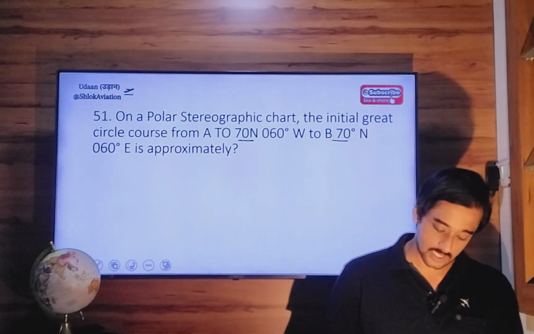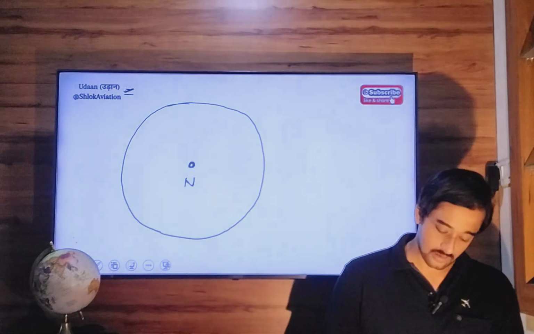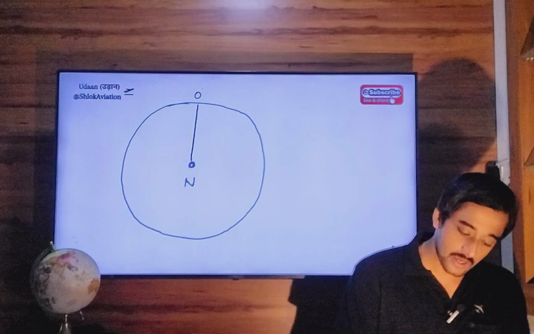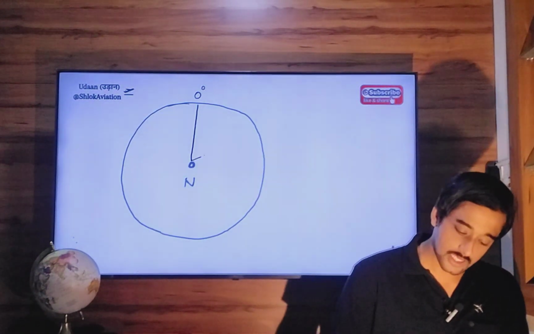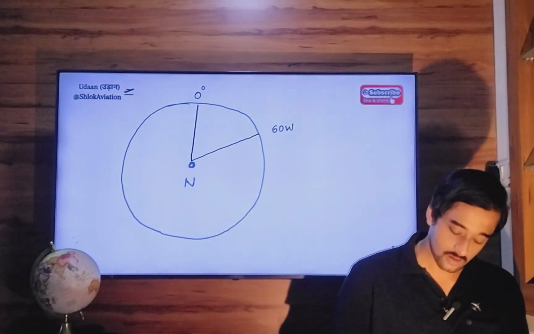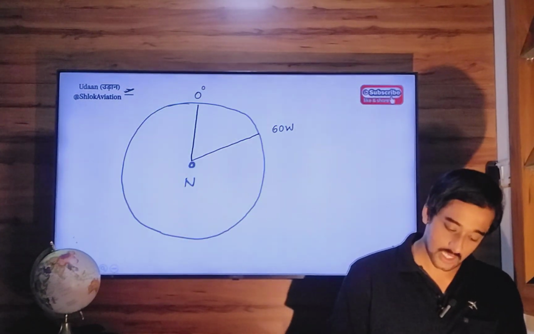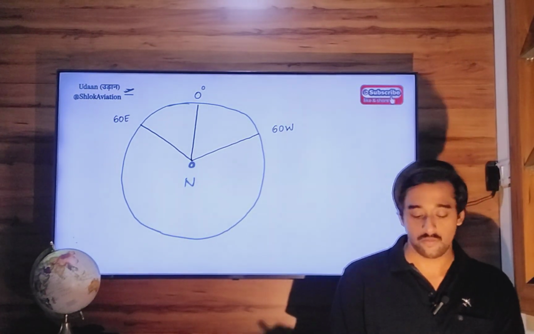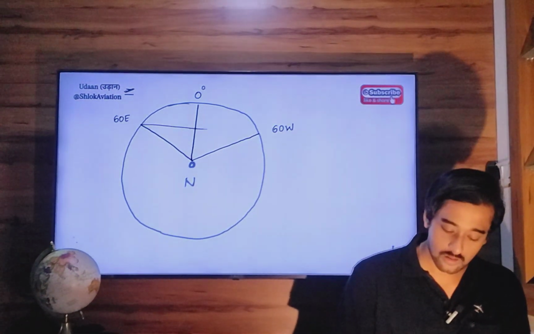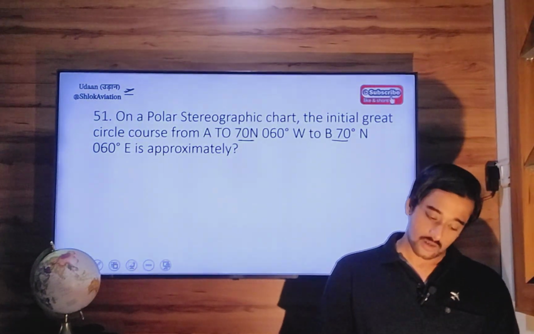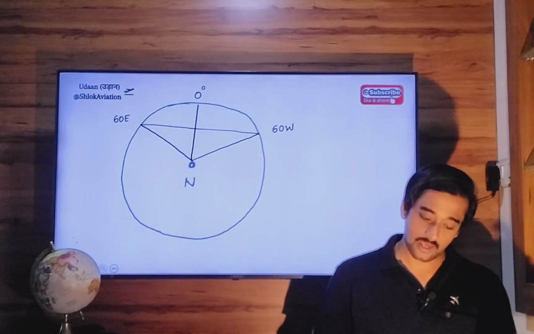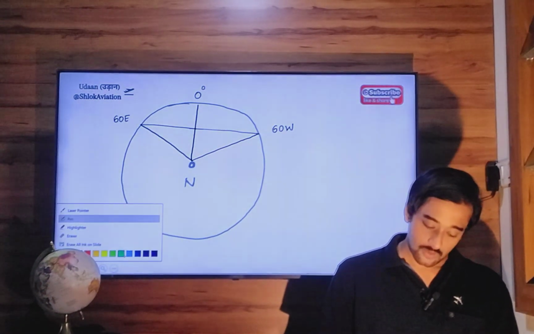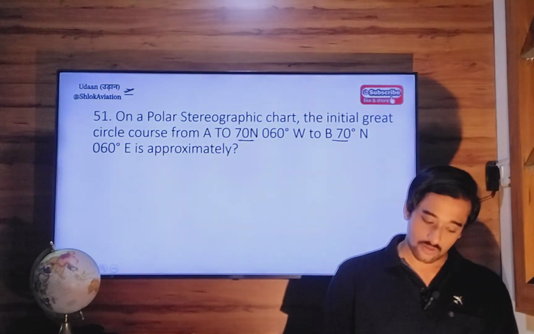70° north, 60 west. So this is your prime meridian, 60 west, 60 east. Okay. So from A, you're traveling from west to east. You're traveling from west to east. So what is the great circle course?